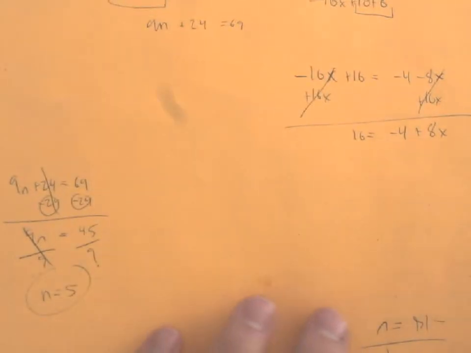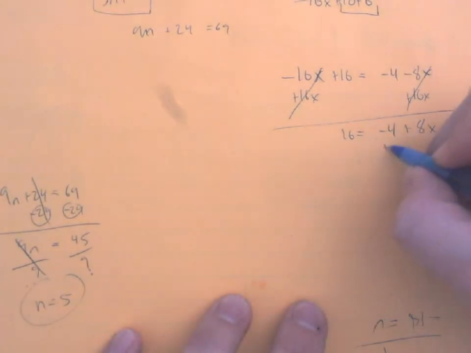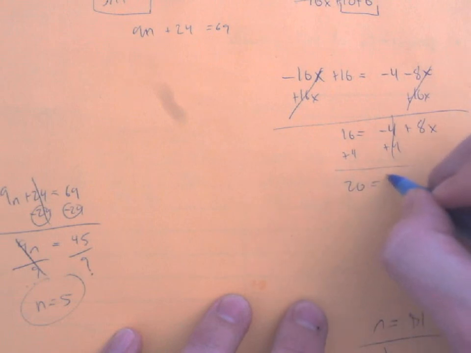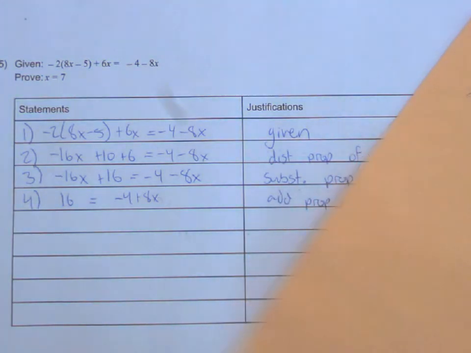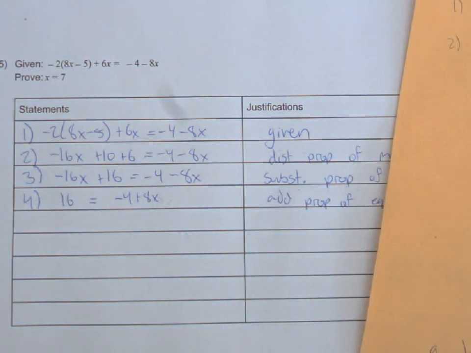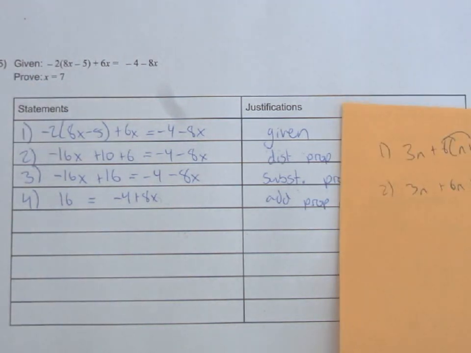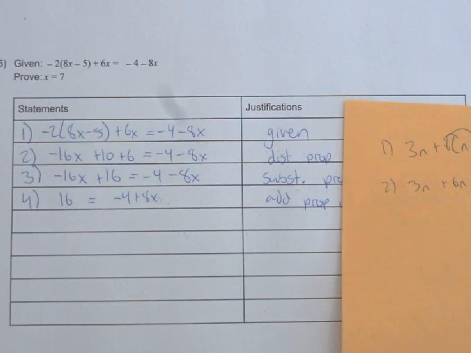Now I'm going to want to group the numbers on the other side. So I'm going to add 4, so 20 equals 8x. This doesn't look like it's going to work out the way I thought it was. This might be a typo. Let me just double check this really quick. Negative 16. Oh, that's why. Okay, sorry.